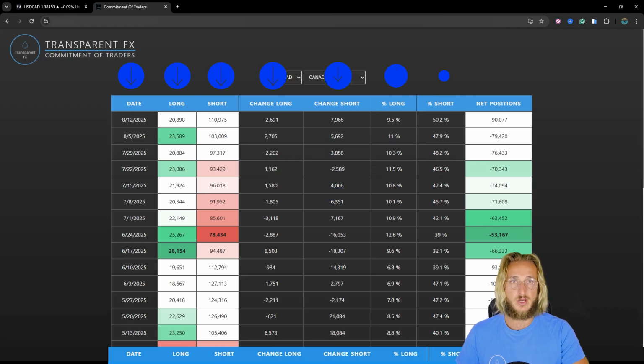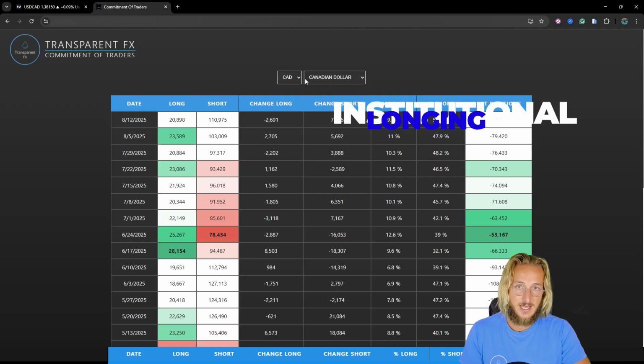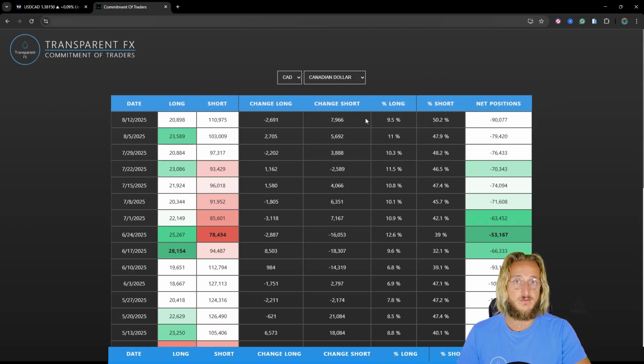Now, if we go and see what we have when it comes to the commitment of traders, so what the big players in the market are doing, and we look at the data for the CAD, the first thing that we have to keep in mind is that if we're looking at the CAD, we are already looking at CAD USD, because all currencies on the spot are traded against the USD. And since we see here that institutions are shorting the CAD, it means they are actually longing USDCAD. And that is exactly what institutions are in fact doing.